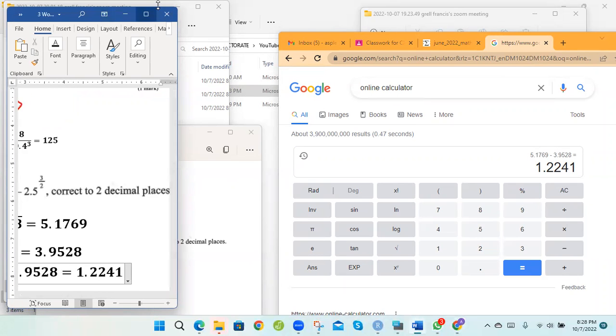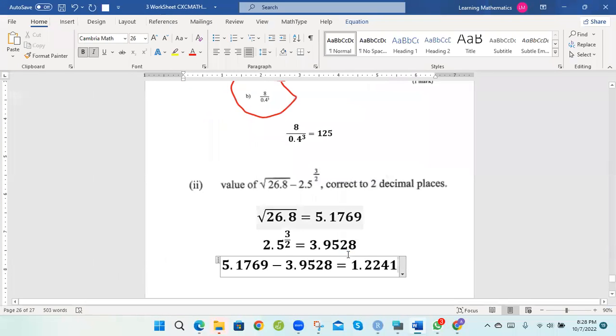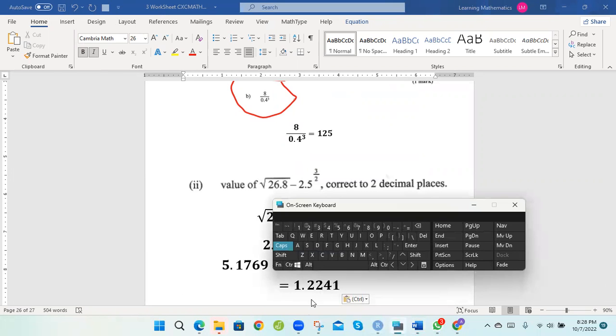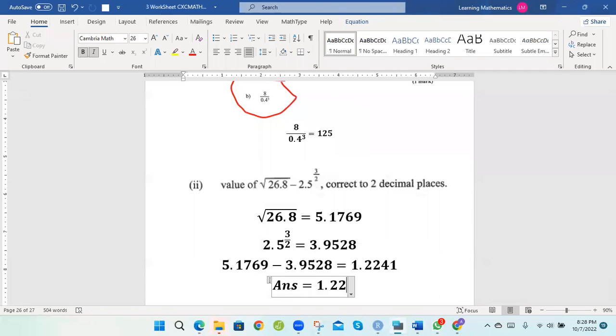And because in our intermediate answers we rounded off to 4 decimal places, then we are confident that our 2 decimal place final answer should be right on cue. 1.22. You start counting after the decimal point. 2 places after the decimal point.